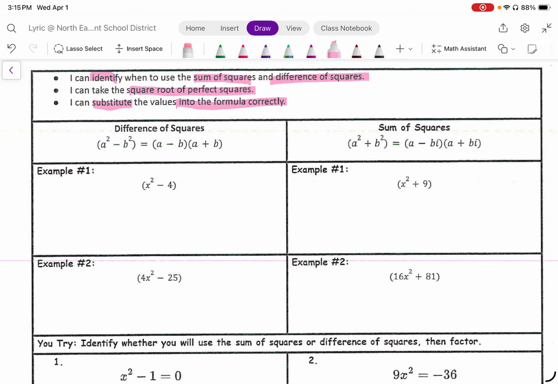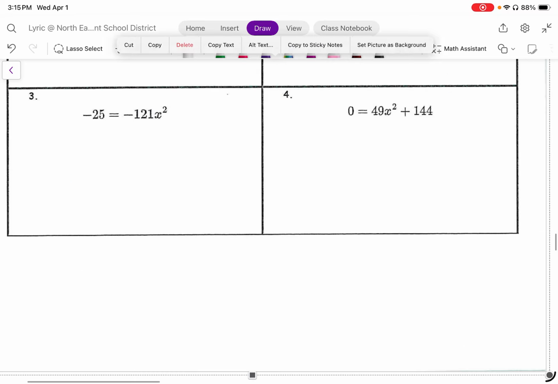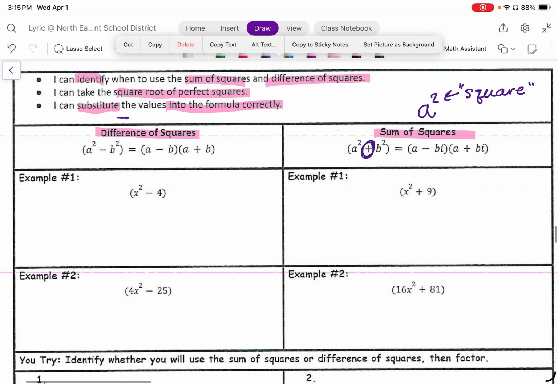So some special cases when factoring quadratics that you might see are these two right here called difference of squares and sum of squares, where the sum is when you add two squares. Remember the exponent of 2 is called the square. So sum of squares means when two perfect squares are being added together. And difference of squares is when two perfect squares are being subtracted.